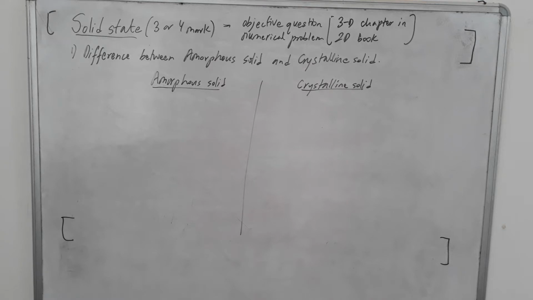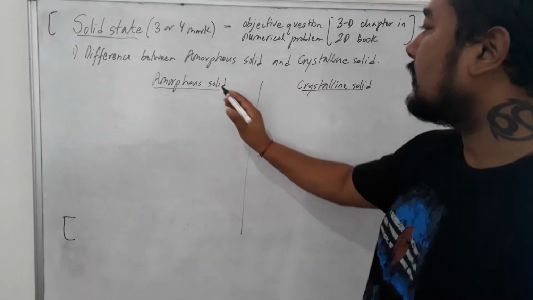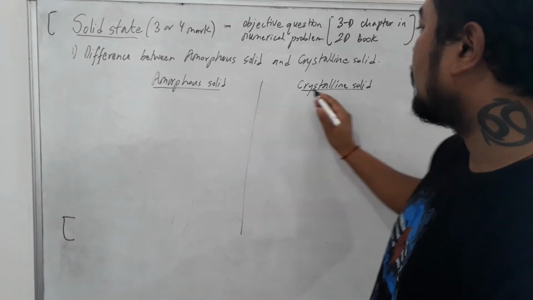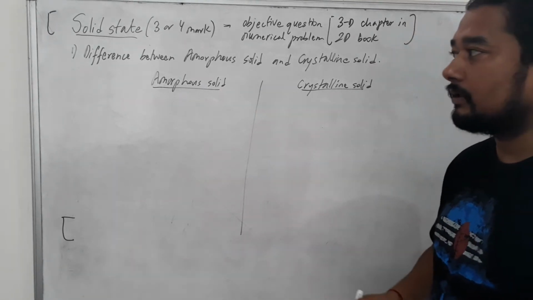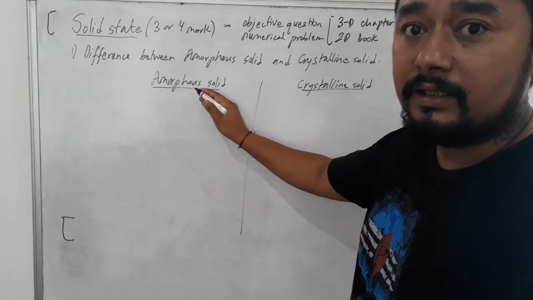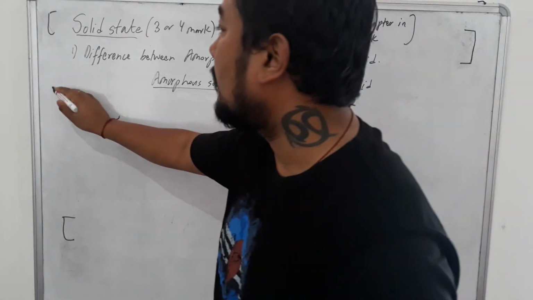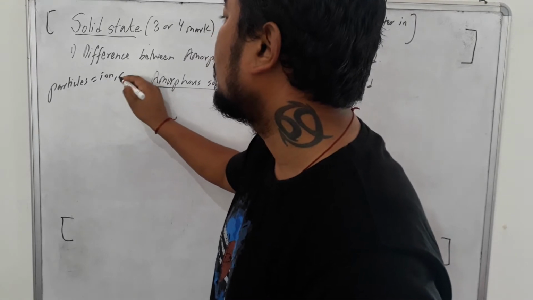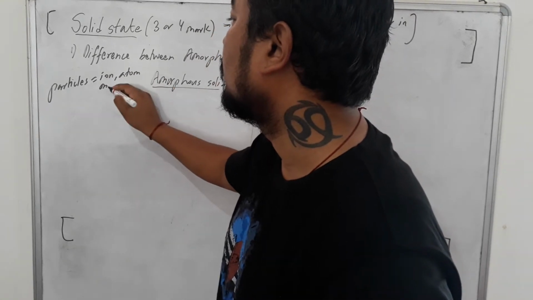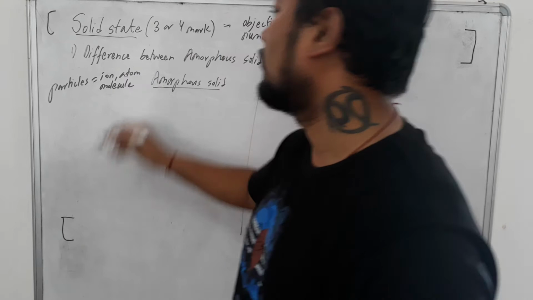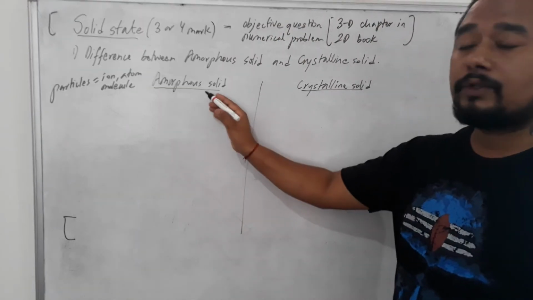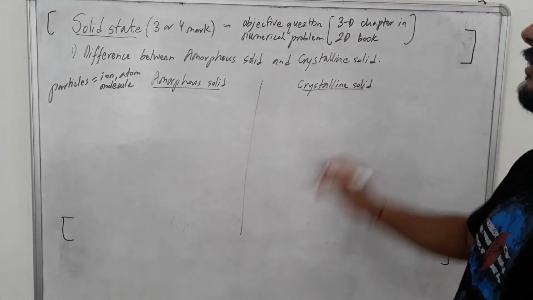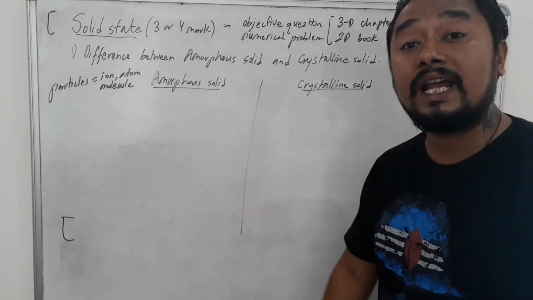Now do remember, students, whether it's amorphous solid or crystalline solid, they are 3D figures and they are composed of particles. And in chemistry, particles means it may be ion, atom or molecule. So ion, atom or molecule is referred to as particle here. Amorphous solids are also composed of particles, crystalline solids are also composed of particles. And how are they arranged?